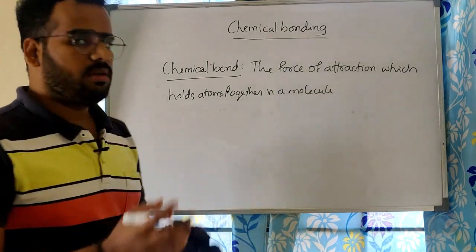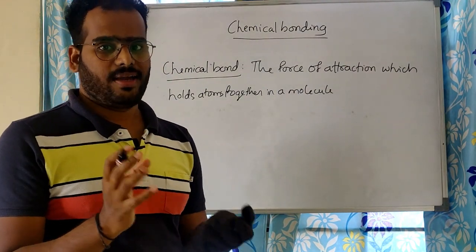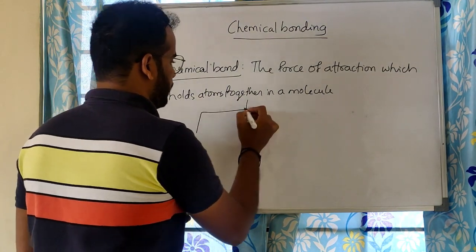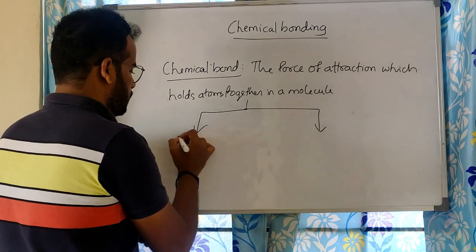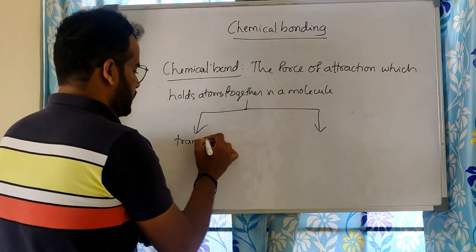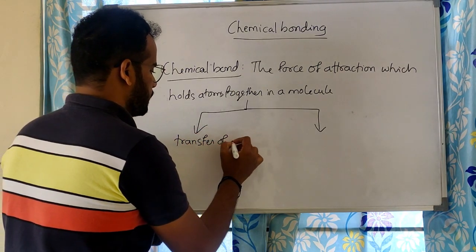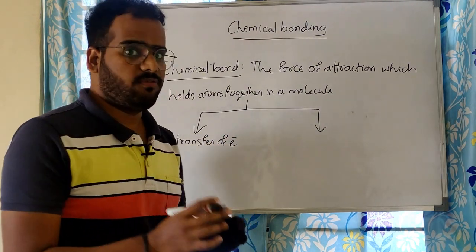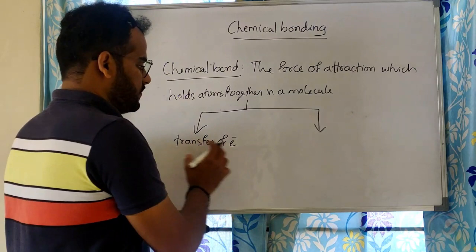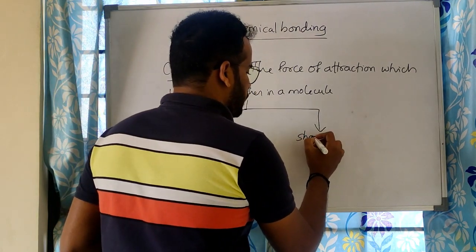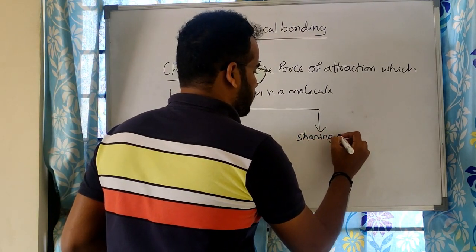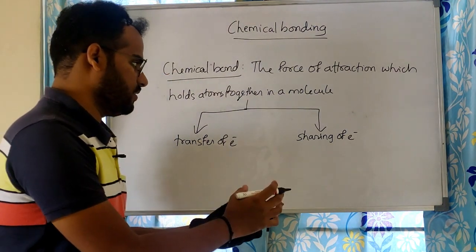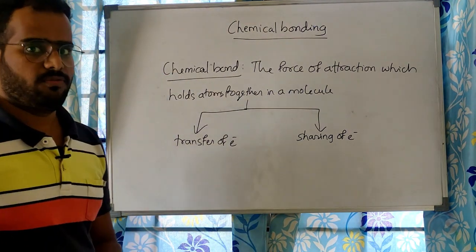So how is the chemical bond formed between the two atoms? There are two ways of forming the chemical bond. One, transfer of electrons. Always, whatever electrons I'm talking about, those will be the valence electrons. Transfer of electrons or sharing of electrons. So these are the two ways by which a chemical bond can be formed.